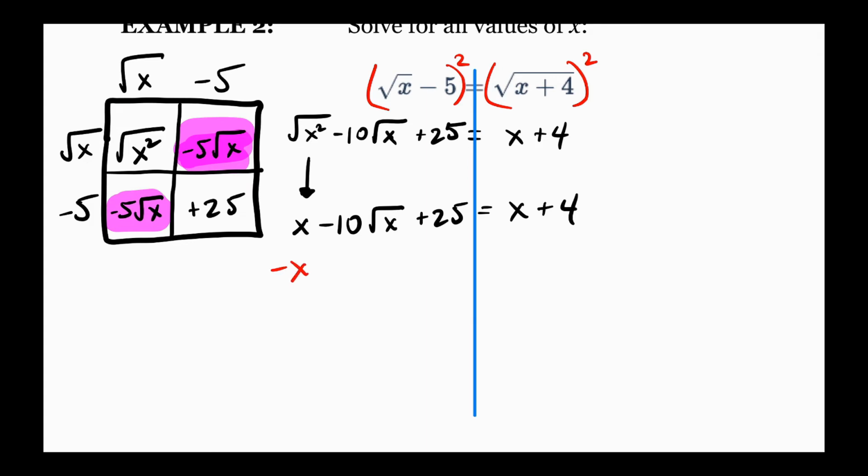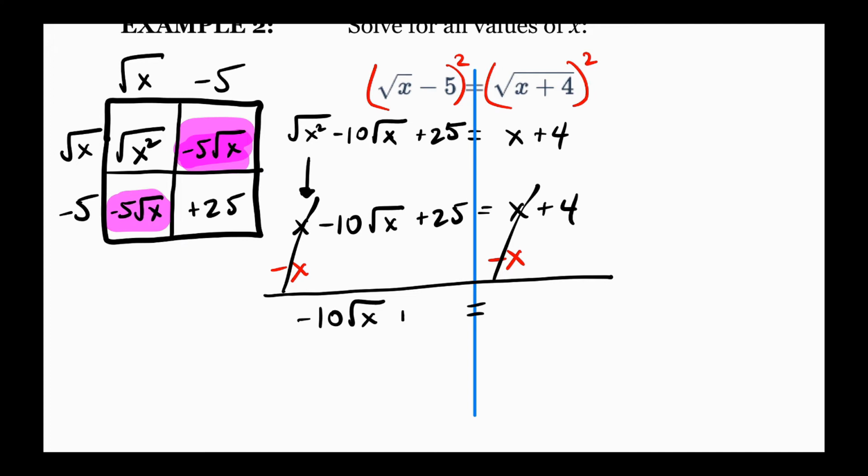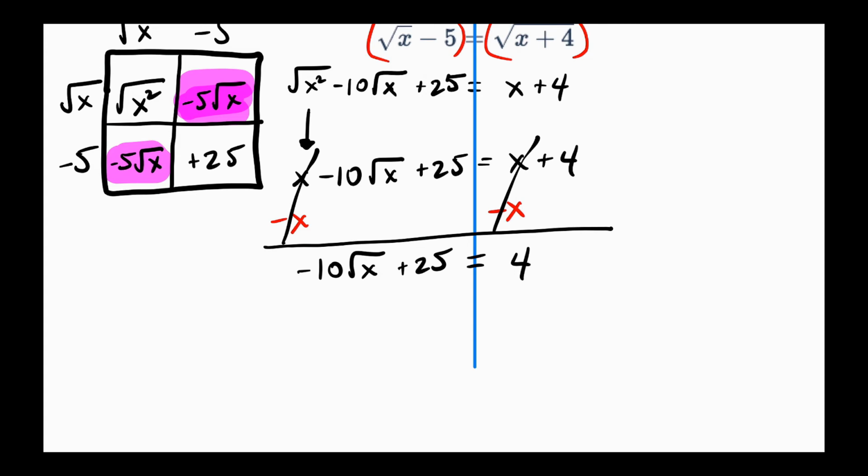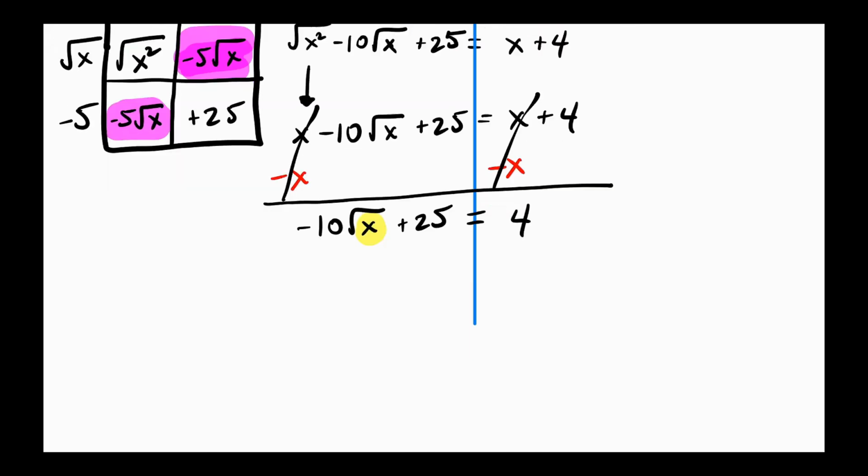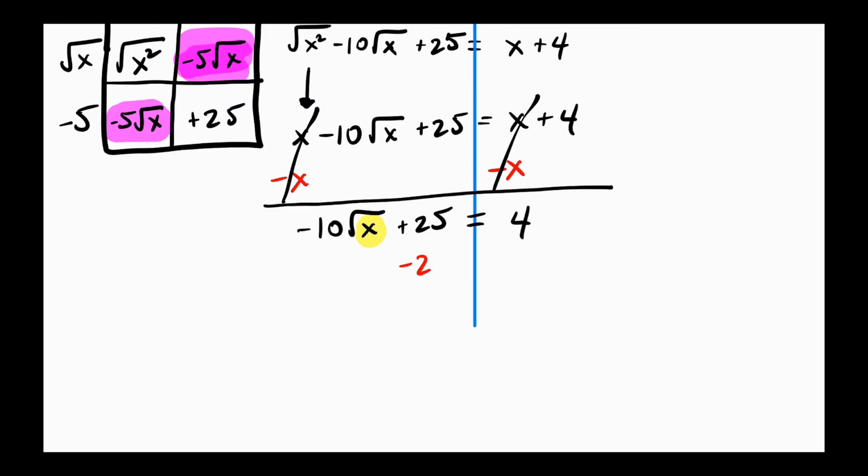Subtract x from both sides, just like I did the last time. They both go away. Positive 4. I want to get x by itself. Again, my goal is to get x by itself. So to get x by itself, I got to get rid of everything around it. So minus 25 now. So that makes a negative 21 over here. 4 minus 25 makes a negative 21.